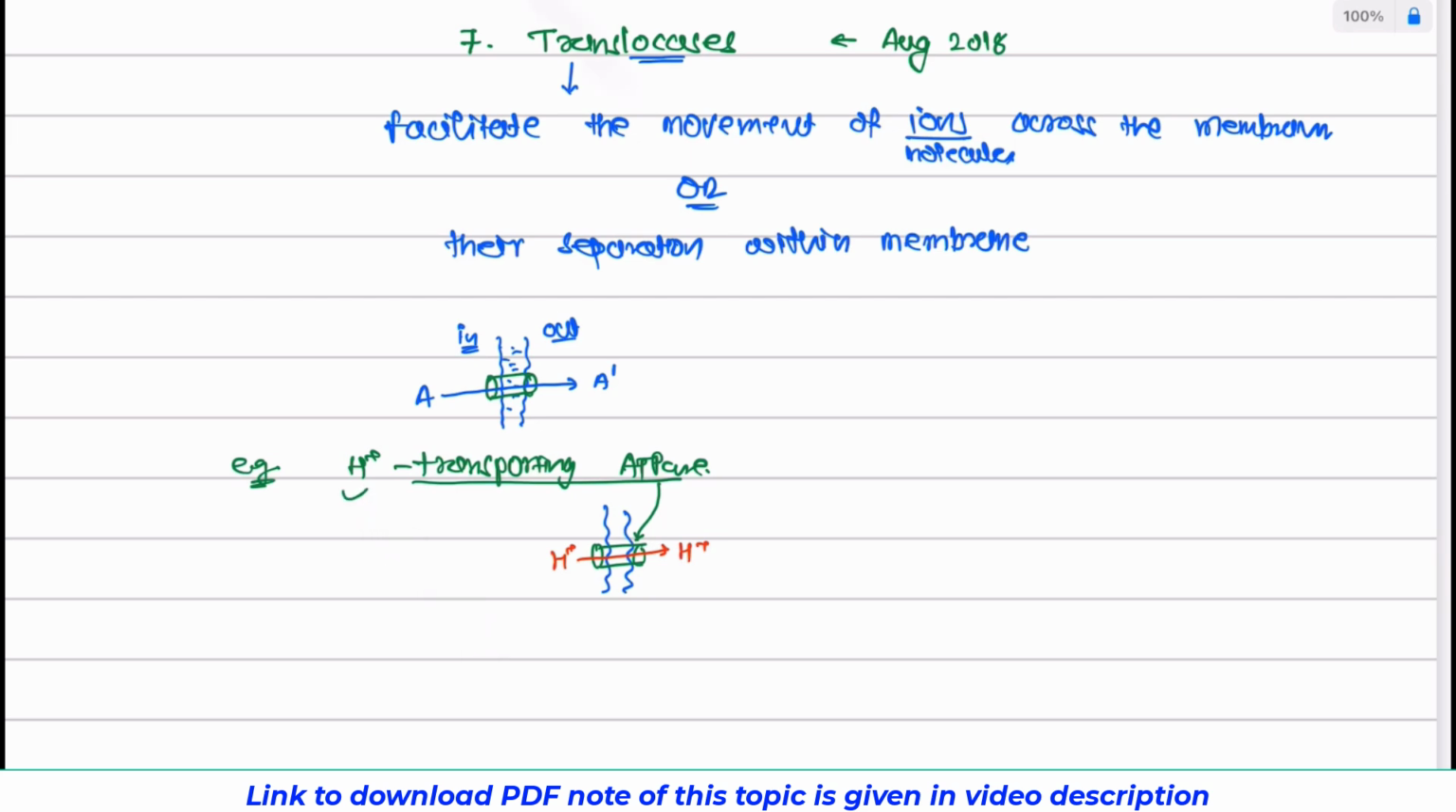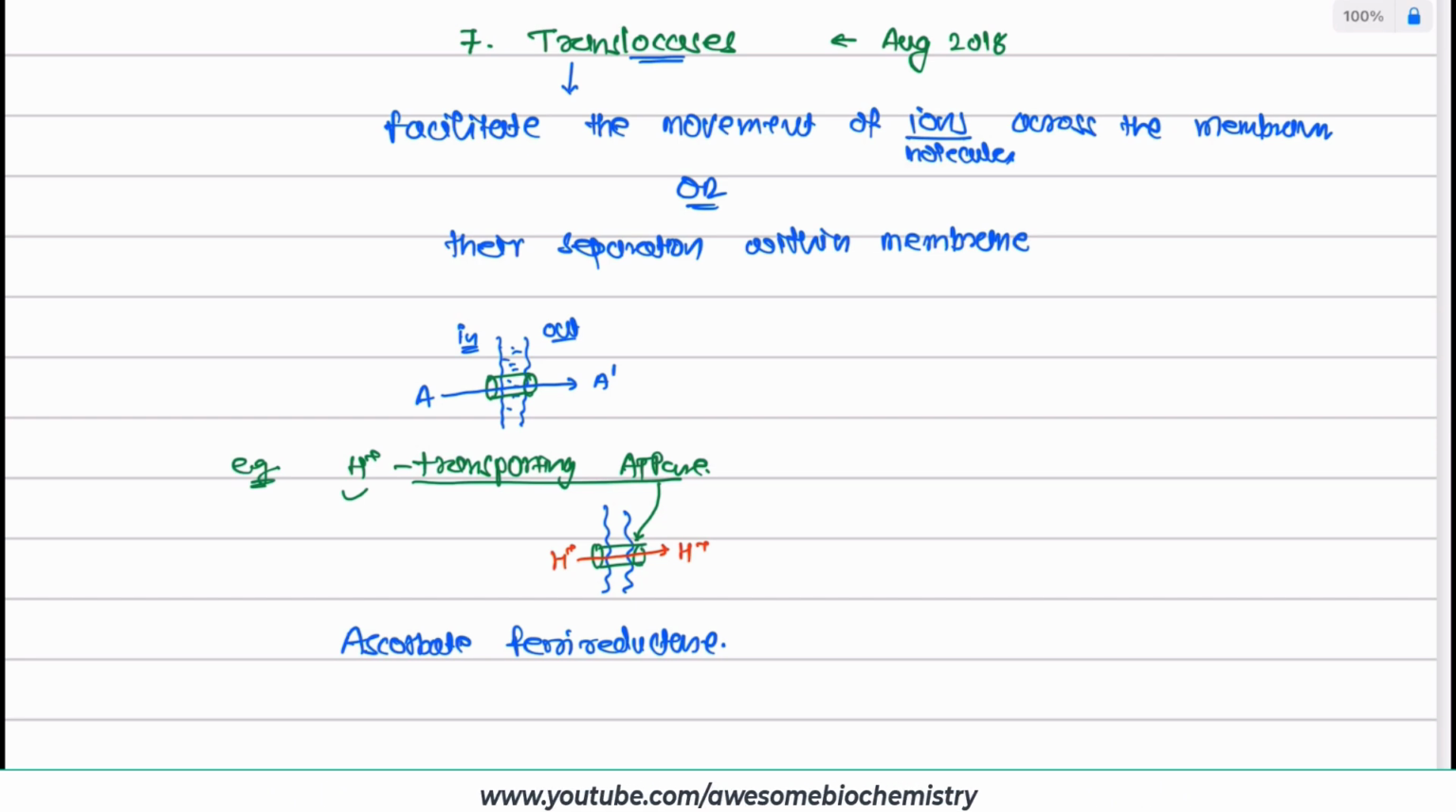We have one more example, which is ascorbate ferric reductase. So this completes our discussion about the classification of enzymes.